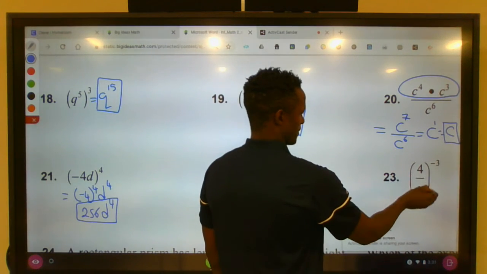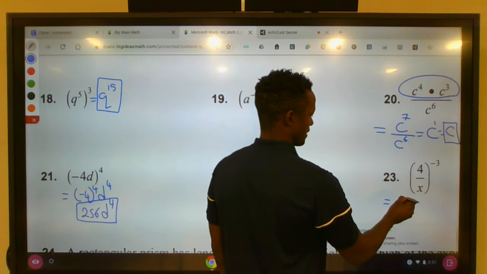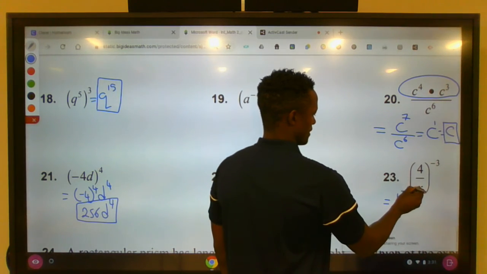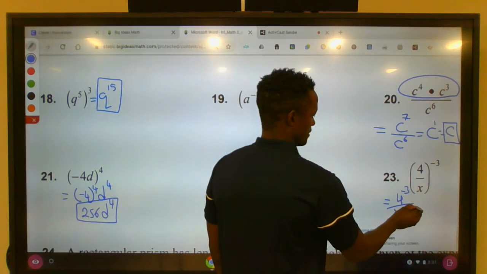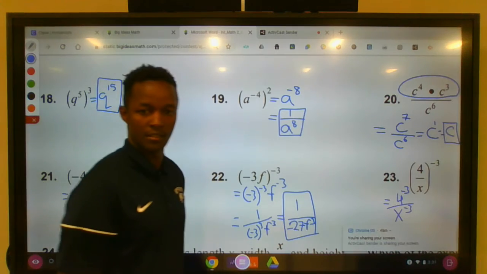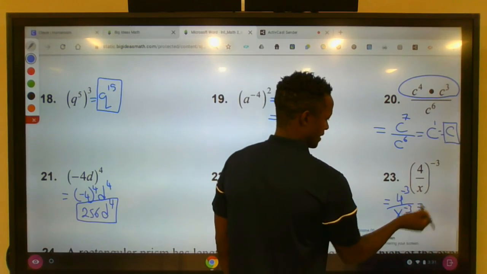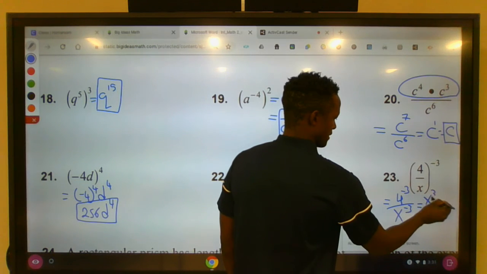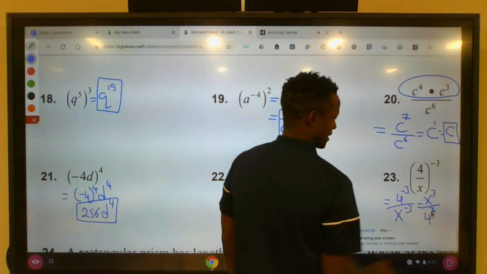Last one, we have a fraction here and an exponent outside. This exponent does apply both to 4 and x. So to show that, I can write 4 to the negative 3 over x to negative 3. Both have negative exponents. When I switch them, the exponents will become positive. So I'll go ahead and write x now is at the top with the positive exponent. 4 is at the bottom with the positive exponent.